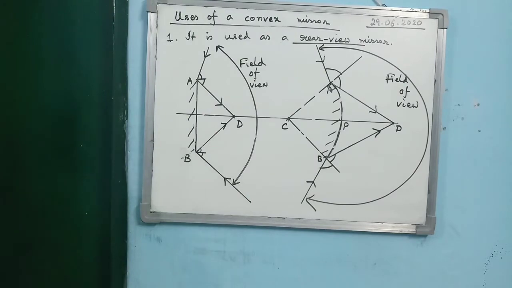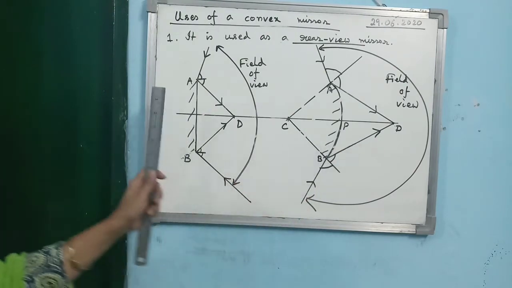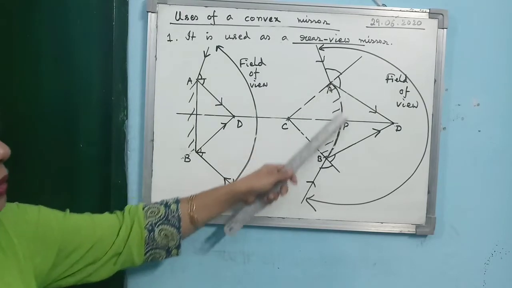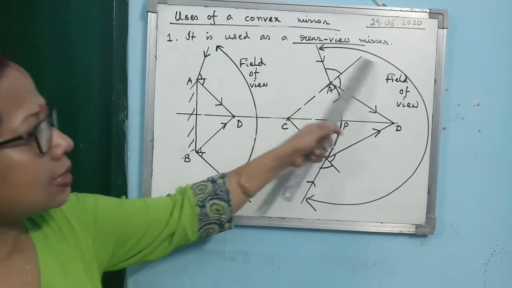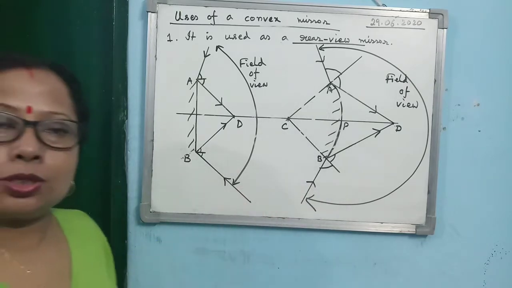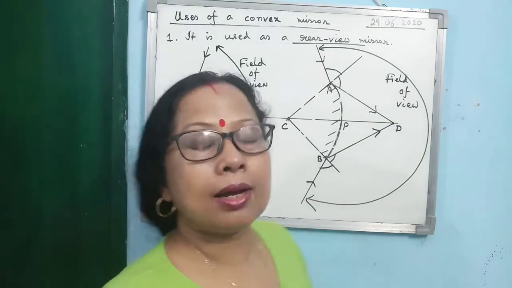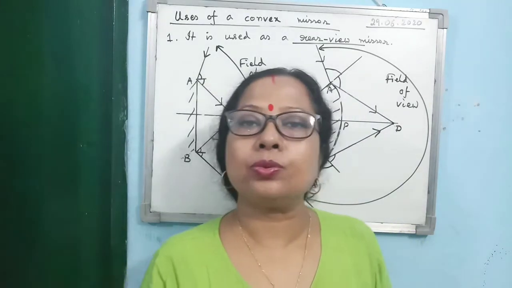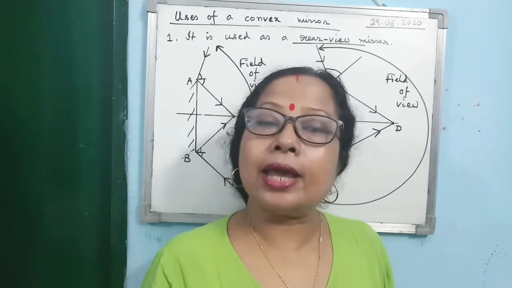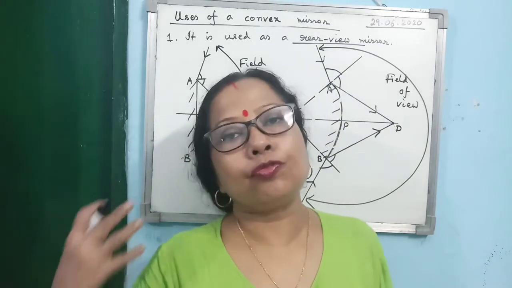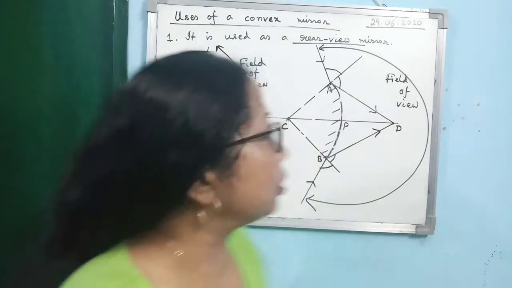Is that clear? Now look at the diagram. For the plane mirror, this is the field of view. And for the same size convex mirror, this is the field of view. Which one is bigger? Convex mirror. So you see, if a convex mirror is used as a rear view mirror, the driver will be able to see a larger field of view from the back. Is that clear?